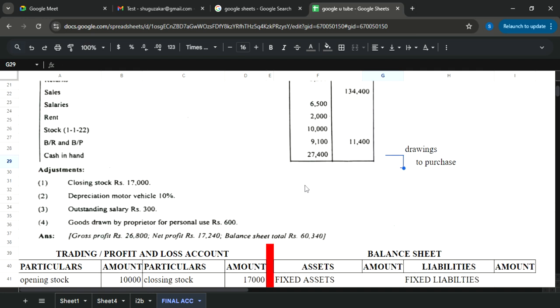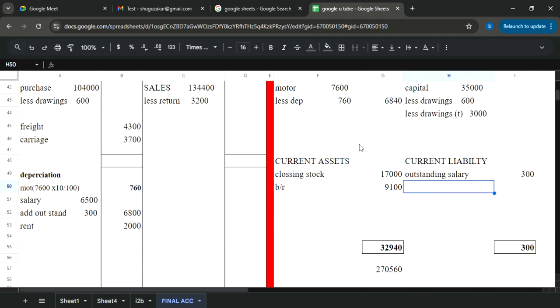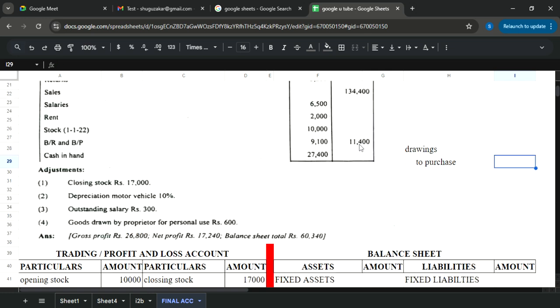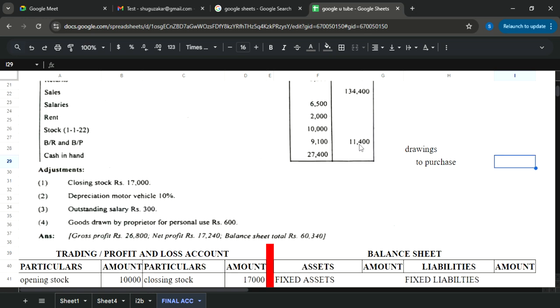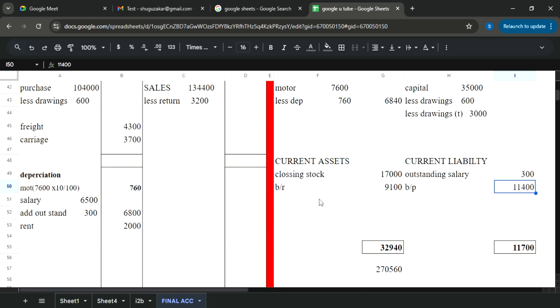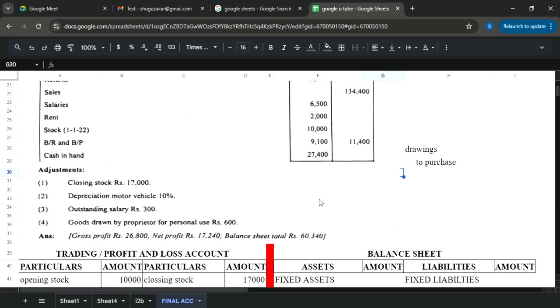After bill receivable, you can see that bill payable is also given, 11400. So here you will come and write bill payable. No, it was something else. The amount of bill payable is 11400. Okay, bill receivable and bill payable are written. Last is cash in hand, and this is your current asset. You will write cash. The amount of cash is 27,400.